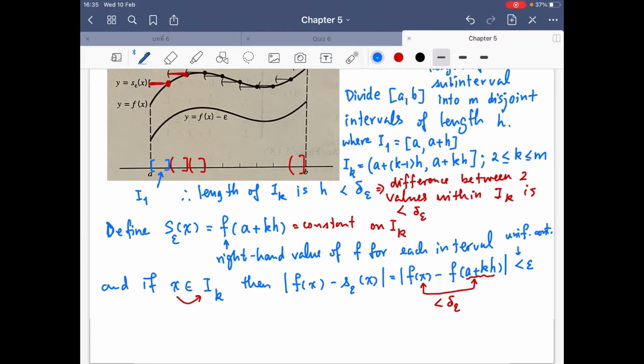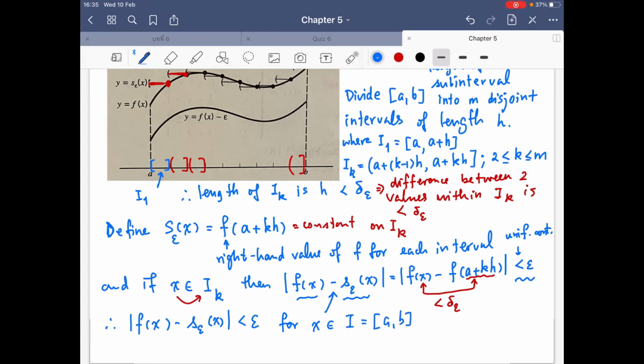Okay, so we are done, right? Because this one is a function f, this one is the step function s epsilon that we construct. So the distance between the two values will always be less than epsilon for each and every x. So we can conclude that these two are different by always less than epsilon for x inside this interval AB.